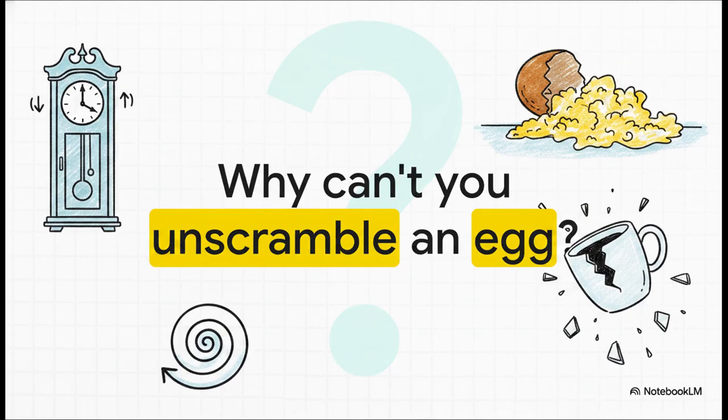Before we even get to that gear, though, I want you to chew on a bit of a paradox. If the fundamental laws of physics work the exact same way forward and backward, and mathematically speaking, they totally do, then why can't you unscramble an egg? Right? Why does a dropped coffee mug shatter, but those shards never spontaneously jump back up onto the table and perfectly reform? Just keep that in the back of your mind. To solve it, we really need to look at a machine.